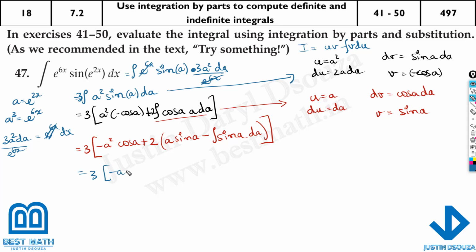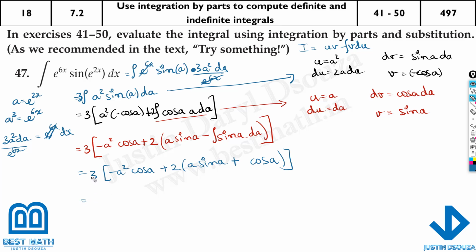3 times minus a squared cosine a plus 2. Let me write it outside itself. It will be a sine a minus, what's the integration of sine a? It is minus cosine. So again, it will be minus cosine. That's it. But this minus and this one minus, it will become plus. So I'm writing plus directly. So this is what we get. Now we can just substitute back whatever is a. Just substitute back, it is enough. You can leave it like this. But if you want the actual coefficients, I'll just multiply this 3 inside.